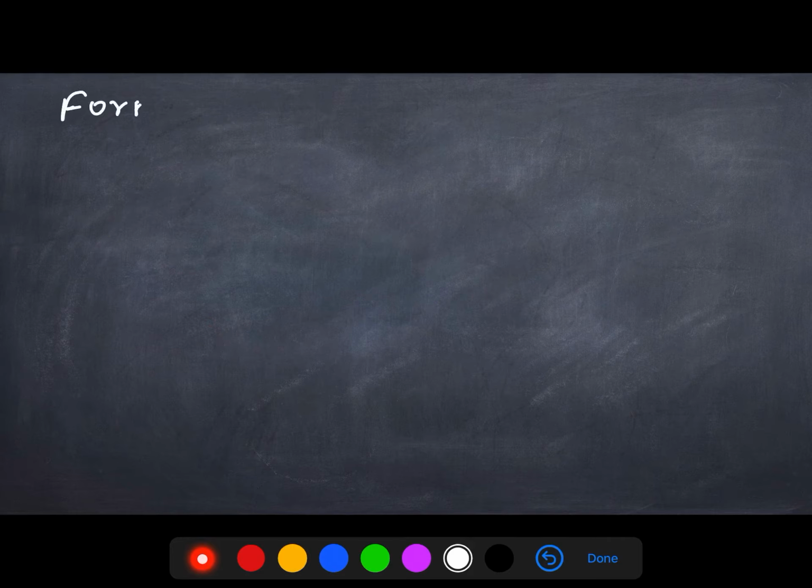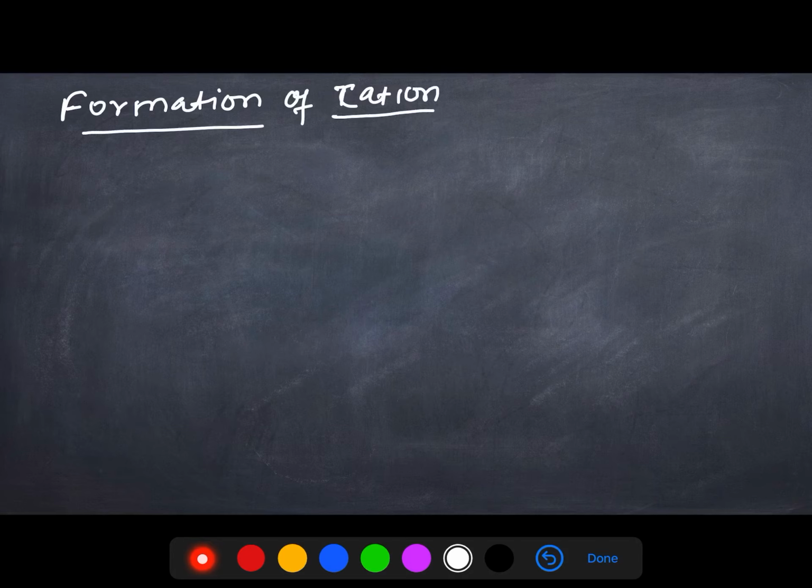Fine. Let's try to understand how the cations form. We'll see one by one. So first we'll see the formation of cations. How do the positive ions form? We'll start with an example. Let's assume that we have sodium over here. Atomic number is 11, right? Let's assume that this sodium atom loses one electron. Minus 1 denotes that one electron is lost.